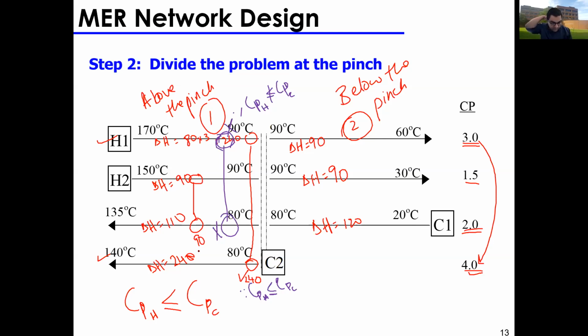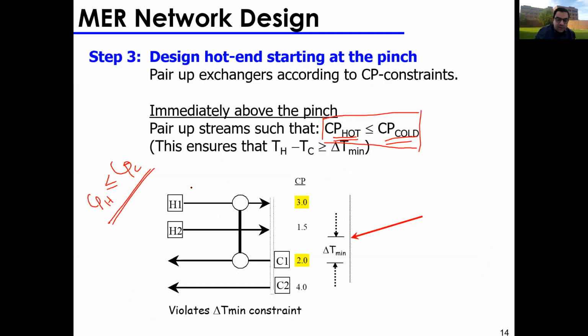And if you recall from last time, we had two rules, right? We'll get to them in a second. Where is heating allowed? Where is cooling allowed? You can't heat somewhere, you can't cool somewhere, and this will really control the flow of energy. So let's have a look at the next slide. Again, we said immediately above the pinch, we need to pair up streams such that CP hot is less than or equal to CP cold. And if we try to pair up, for example, H1 with C1, the CP in this case is 3, CP is 2, so it does not meet this rule.